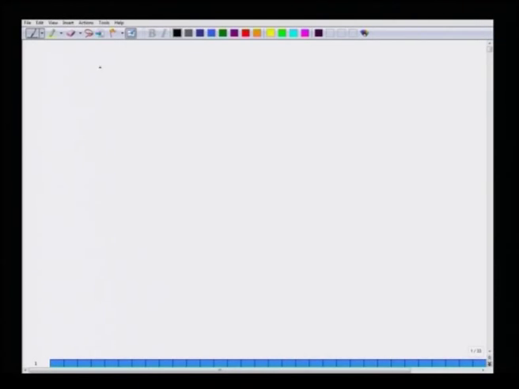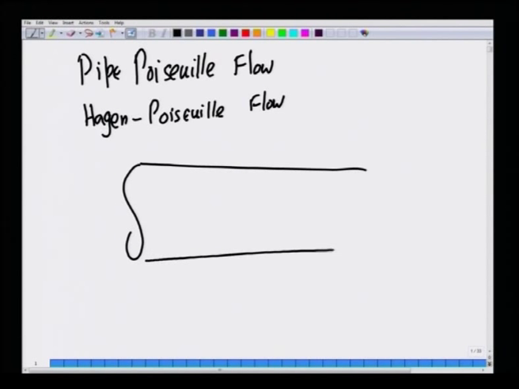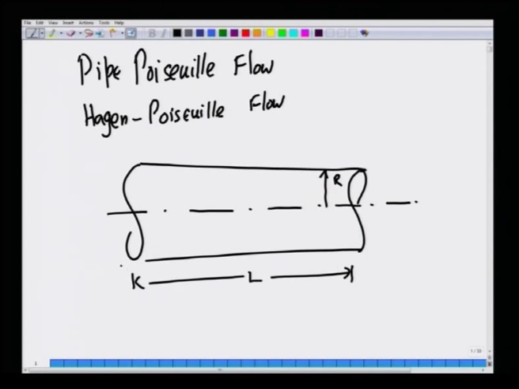So, just to remind you, we were considering the so called pipe Poiseuille flow, or the Hagen-Poiseuille flow. Essentially, you have a pipe of some radius r, and let r be the radius of the pipe, and let us say across the length of the pipe there is a pressure difference P0, PL. P0 is greater than PL, and we will define delta P as P0 minus PL.